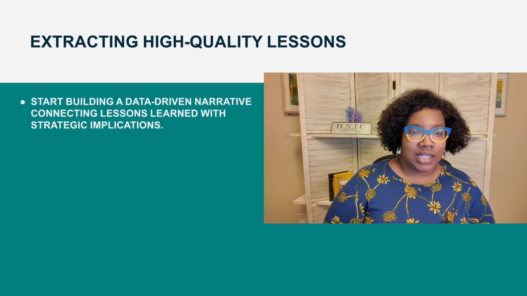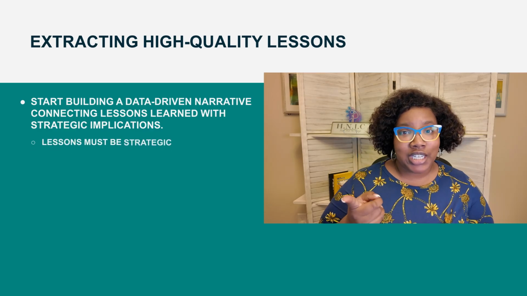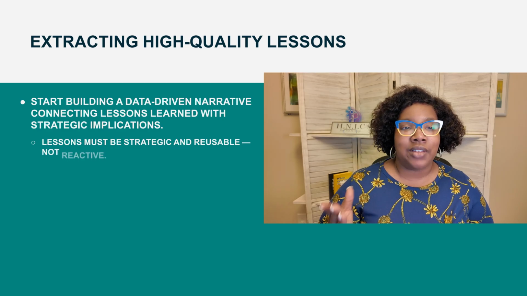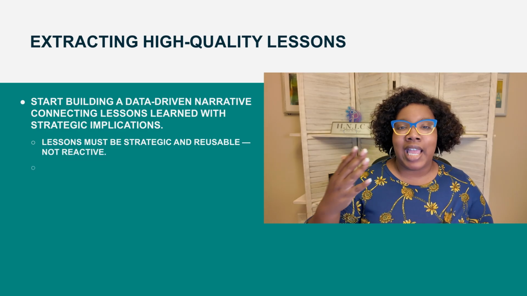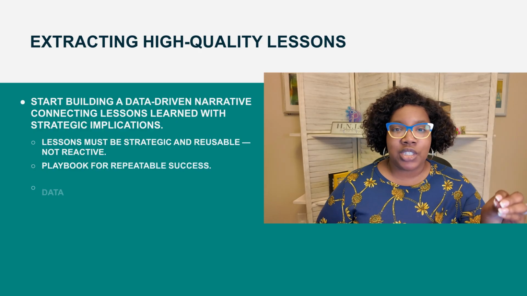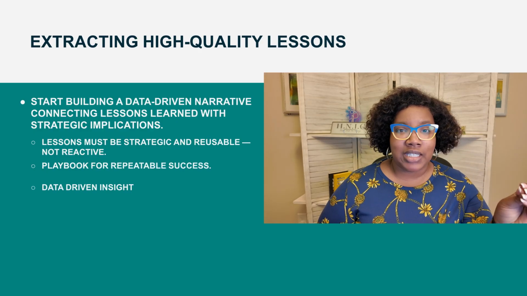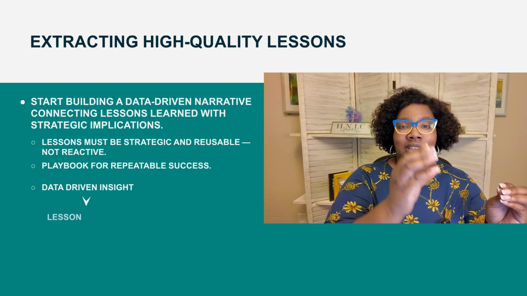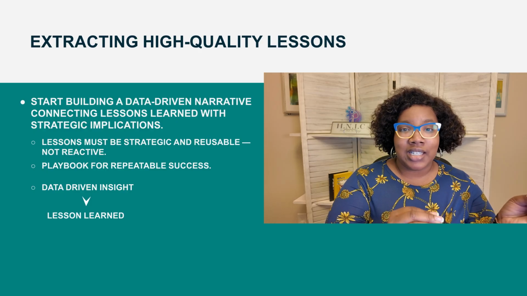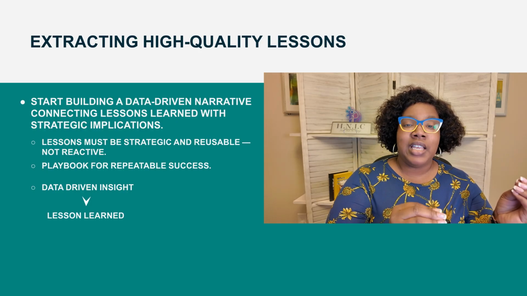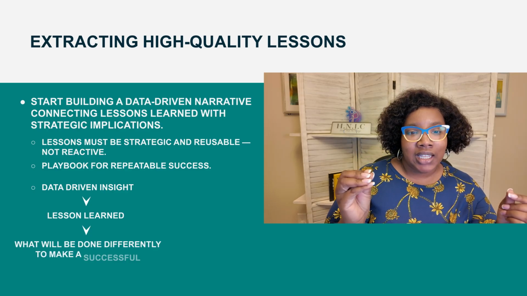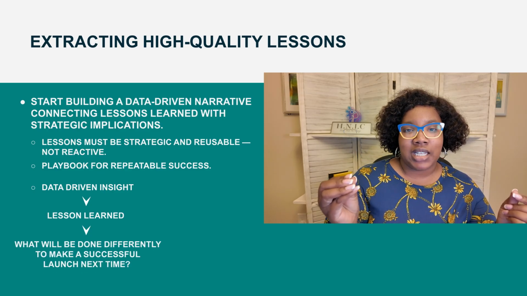So each of those lessons need to, 1, be strategic, and 2, need to be reusable, not reactive. Think at this point, you are creating a playbook for repeatable success. And so you're going to have each of those data-driven insights from the previous campaign connected to a lesson learned. What did you learn? Did you learn that we didn't launch this at the right time? Okay, that's your lesson. And then you're going to connect a 3rd piece to it. What will you do differently with the next campaign to make sure it's successful?